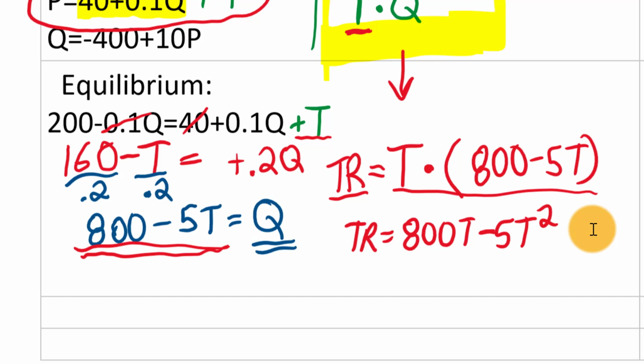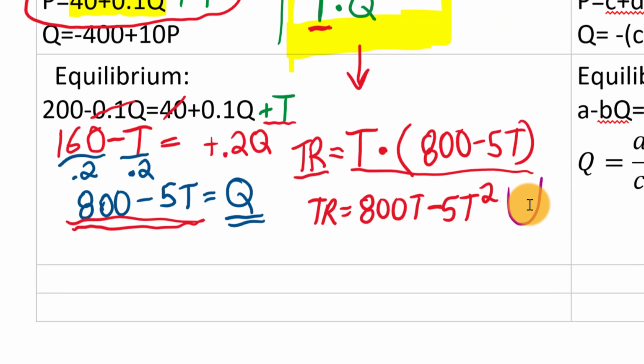is going to have the shape of a parabola, and a parabola is either going to be like this, it's going to be convex, or it's going to be like this, it's going to be concave. And in this case, it's going to be concave. It's going to have a maximum. And what we want to do is find at what tax level do we have that maximum tax revenue.